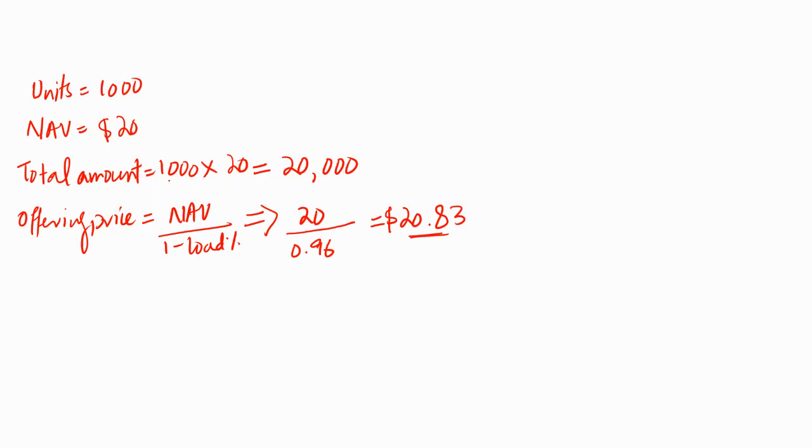Now, if I have purchased 1,000 shares, in totality I will be paying 20.83 times 1,000. So my total amount becomes 20,830, considering the offering price. So this is the amount which has been paid by the investor, or this is the amount which is taken away from the investor's pocket.